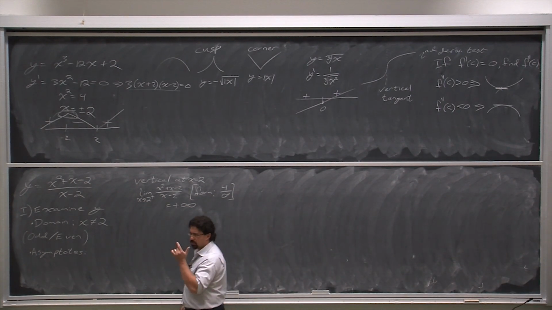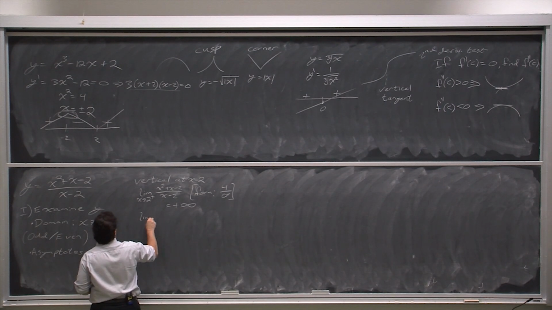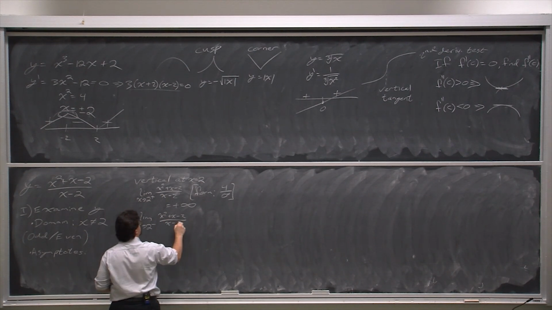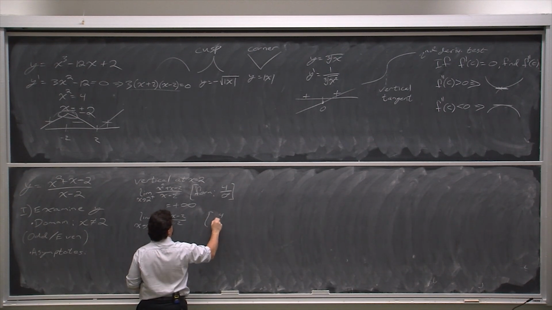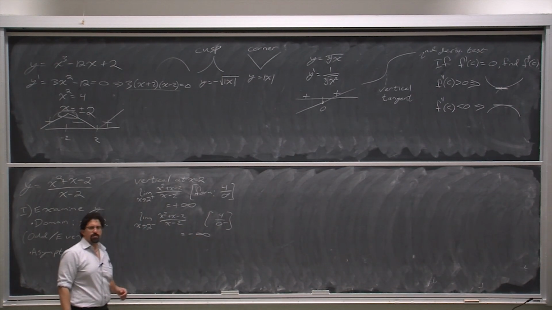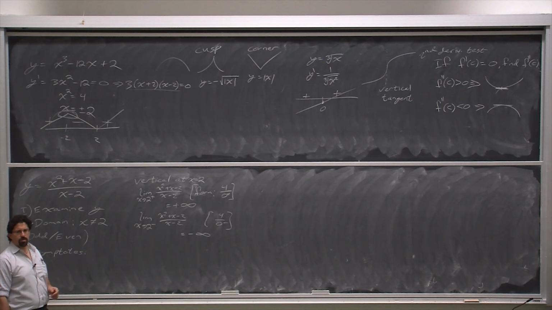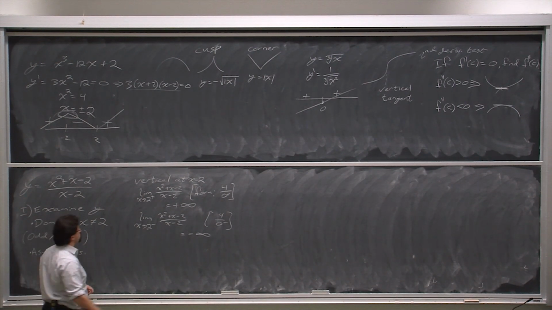Take the time, do both sides. The limit as x goes to 2 from below of x squared plus x minus 2 over x minus 2. The form now is going to be 4 over 0 minus, which goes to negative infinity. Okay, what's the other asymptote? Slant asymptote, oblique asymptote? Absolutely.